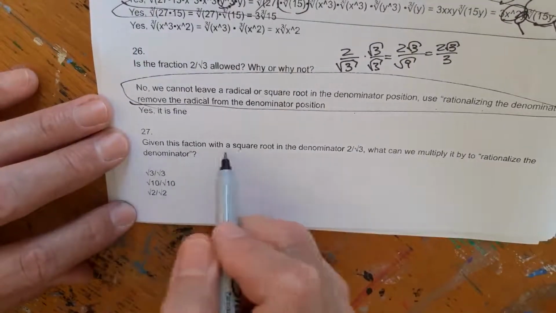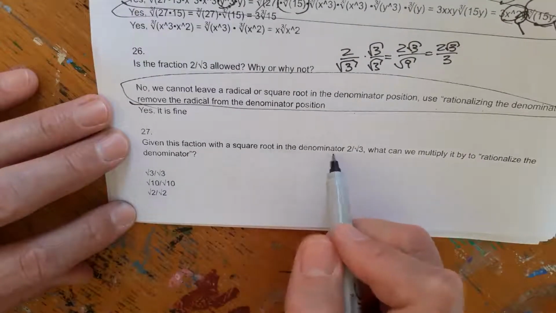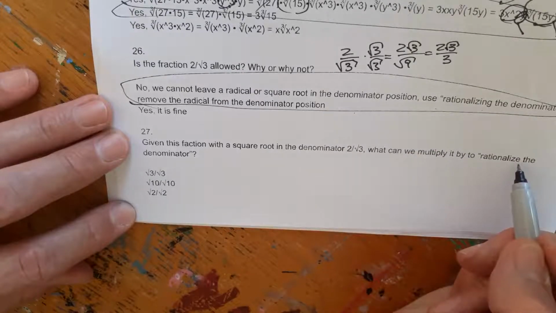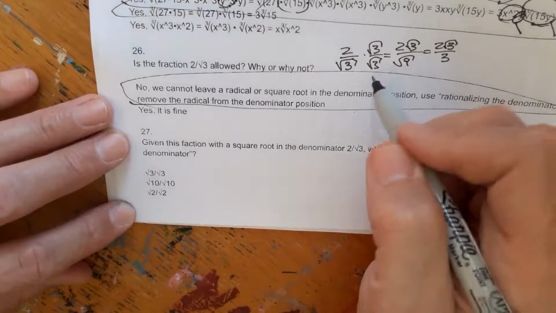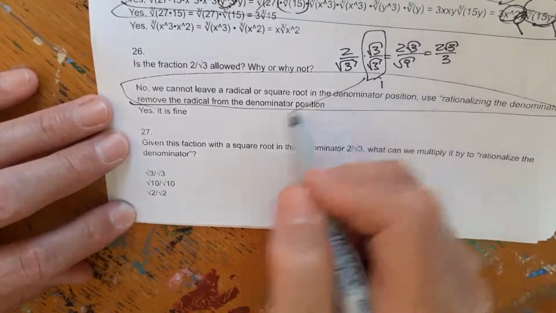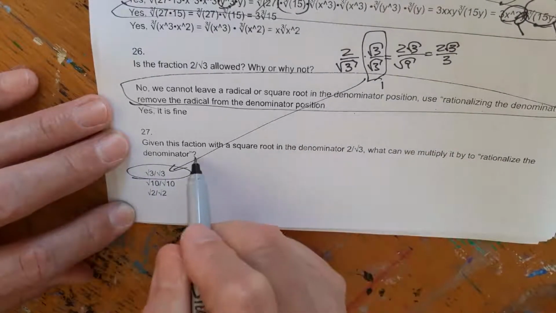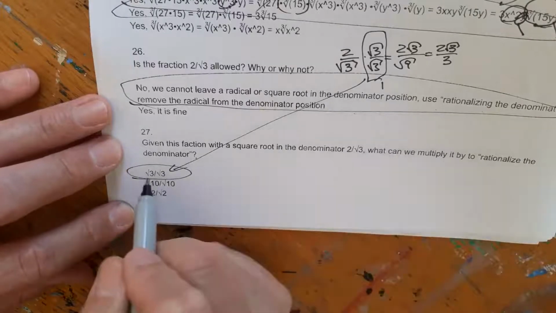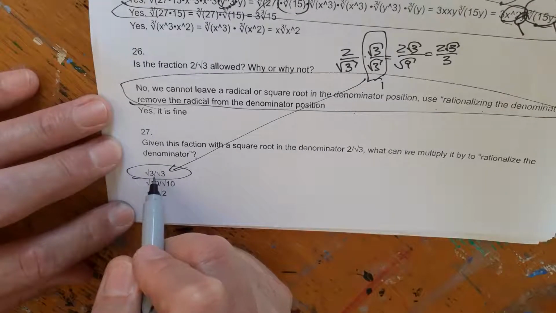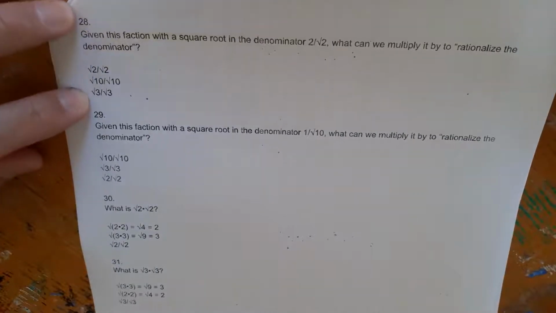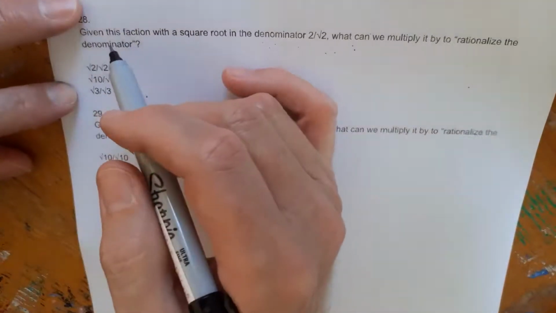All right, given this fraction with a square root in the denominator, 2, what can be done to rationalize this? Oh, good. So see what I did? I multiplied this by square root of 3 over square root of 3, which is 1. That's what they're telling us right here. What can we do to rationalize the denominator? If there's a square root of 3 in the denominator, we can multiply by square root of 3 over square root of 3. We can multiply anything by 1 because it doesn't change its value. If you take $1 and multiply it by 1, you still have $1.